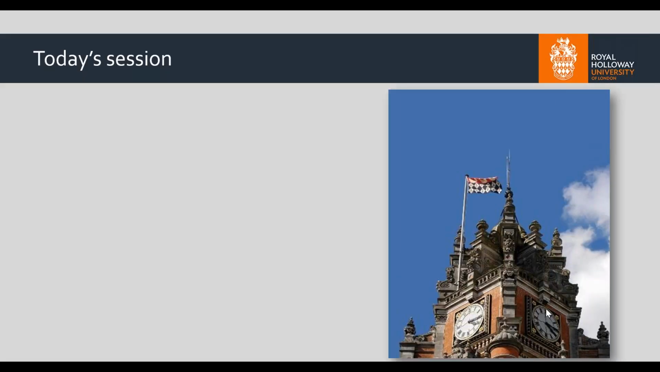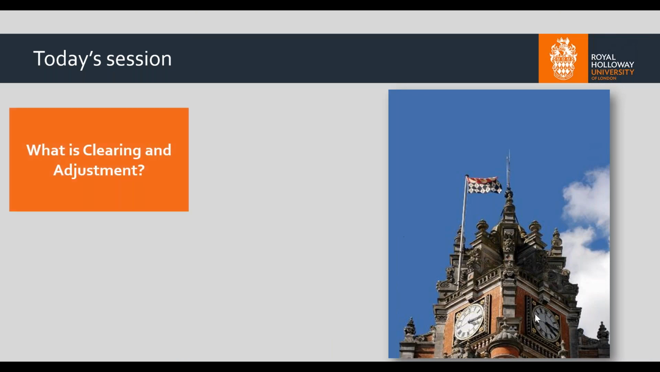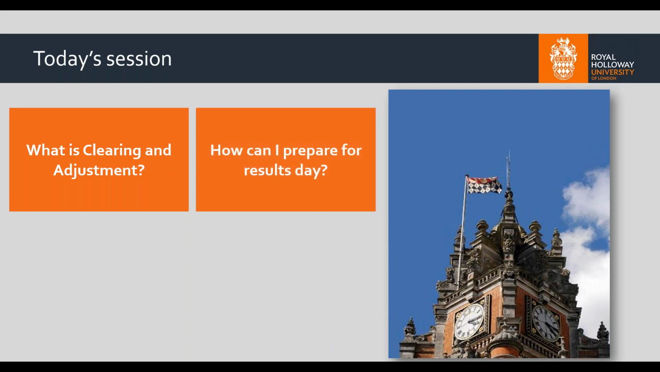What we're talking about today, the key elements, is first, what is clearing and adjustment. So giving a bit of definition to the general process, and some general information about what these words mean and what happens. We're then going to talk about how to prepare for results days, whether things go your way or don't go your way. The audience, I'm assuming, are year 13 students, maybe a couple of year 12 students, and probably parents, carers and supporters as well. So hopefully this information will be relevant for all of you.